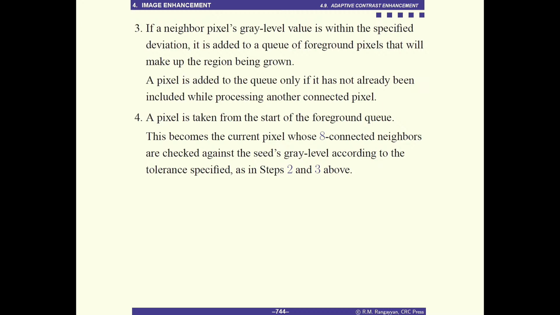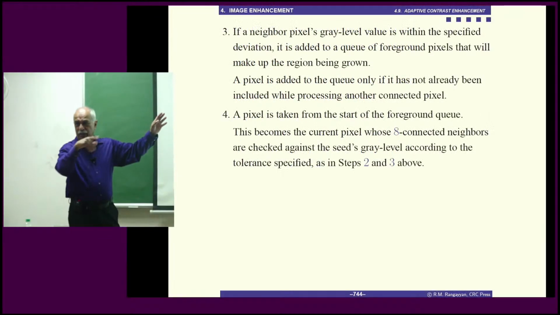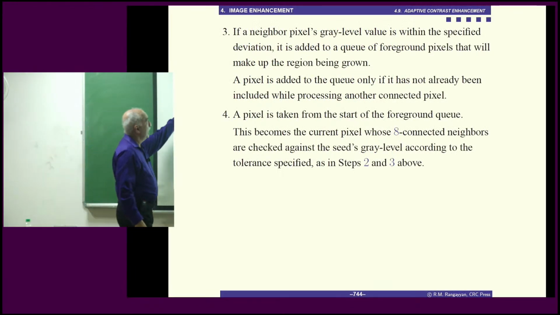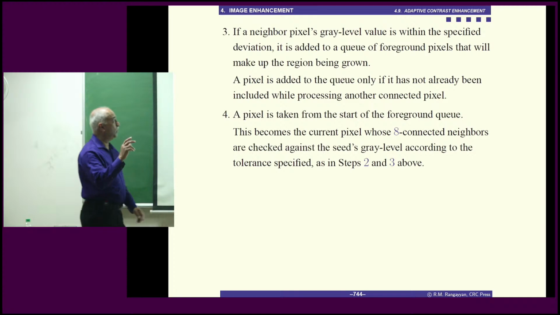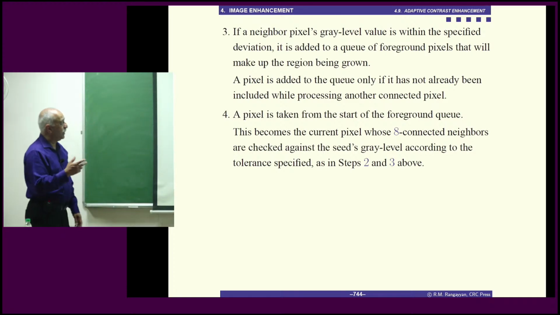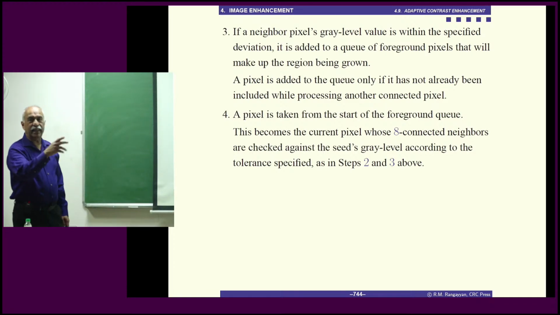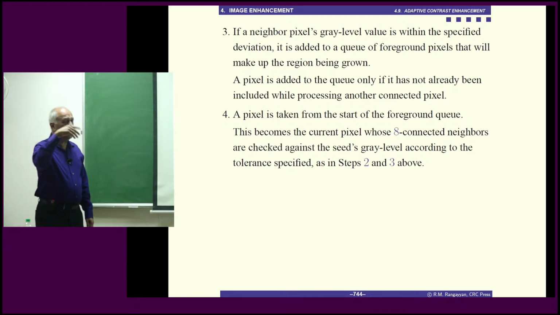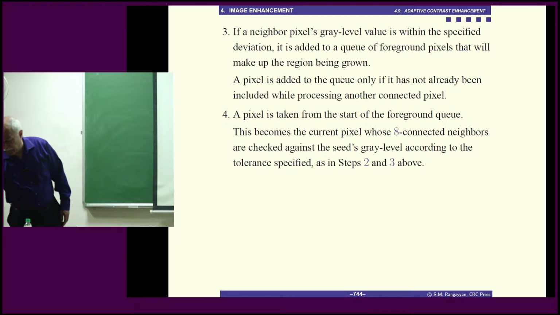If a neighbor's gray level is within the specified deviation, it is added or appended to the queue. And you check if it is not already in the queue. If it is already there because of some other path, then you don't have to do it. A pixel is taken from the start of that foreground queue, and then that becomes the current pixel, and its 8 connected neighbors are checked, and so on. The region grows.